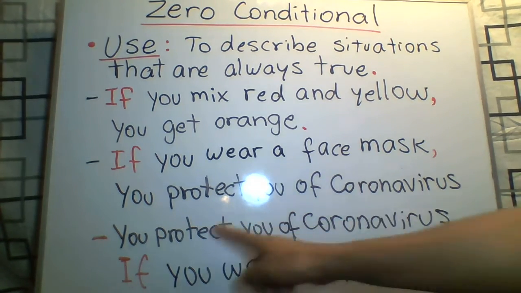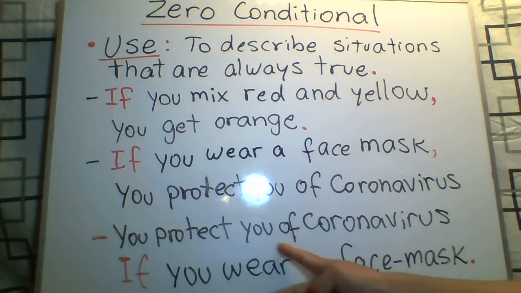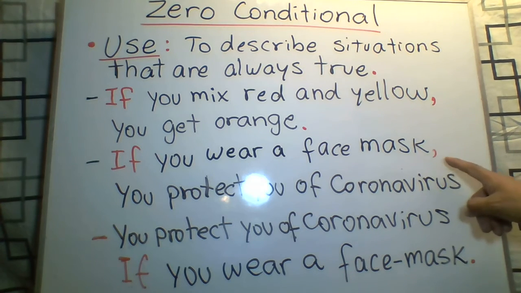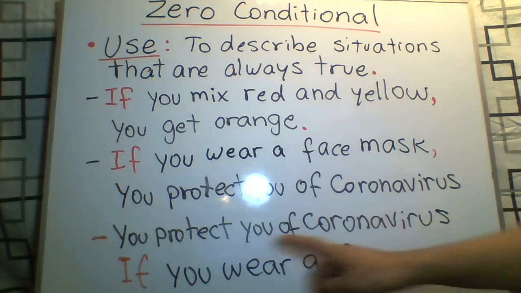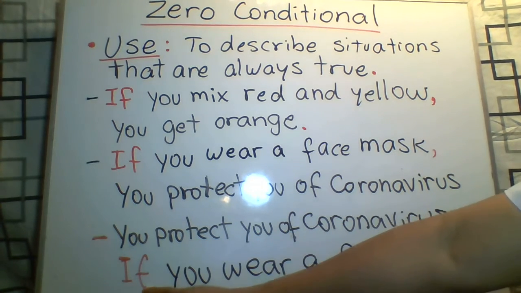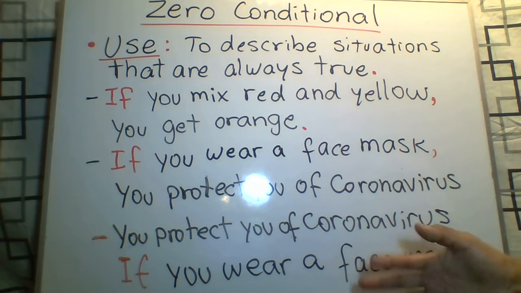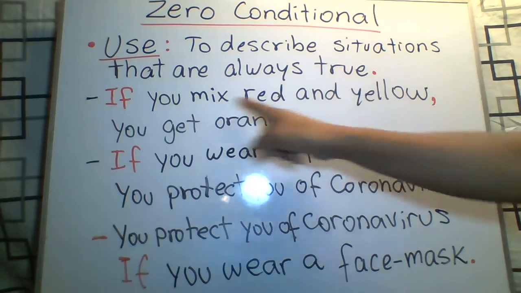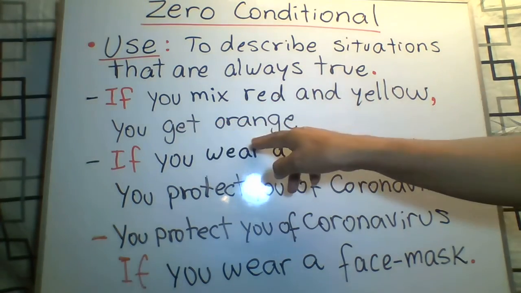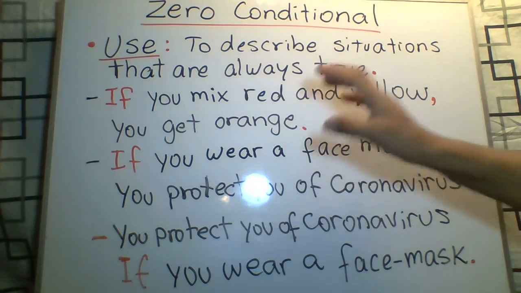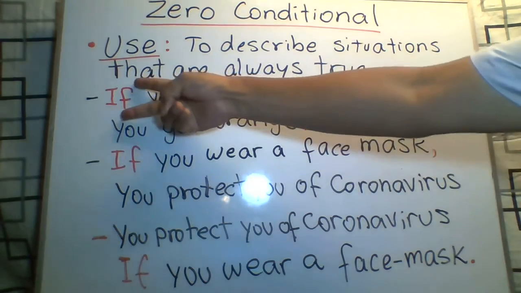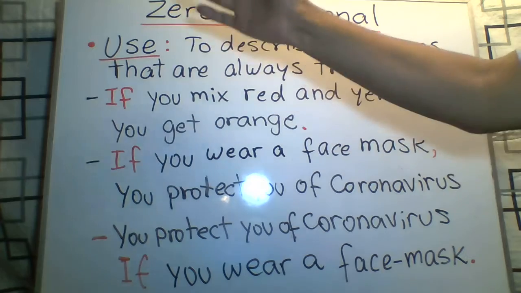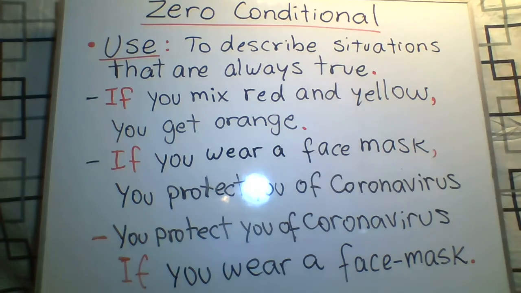Notice that in this sentence, the first part is now to protect yourself from coronavirus. But notice this: you don't have a comma when you have the if part second. And in the first one, when you say if at the beginning, comma, and then the other part. So the zero conditional sentence has two parts: the if clause, because you can see the word if, and the other is the situation.